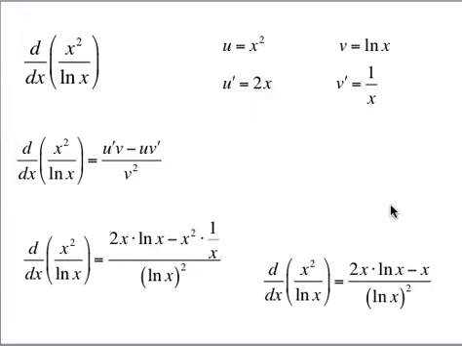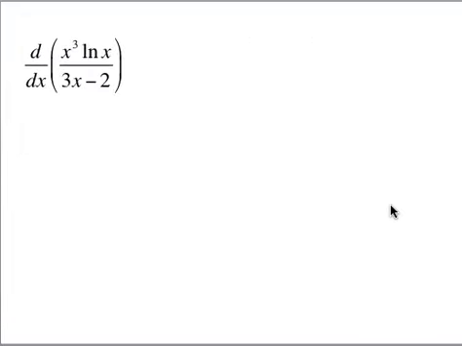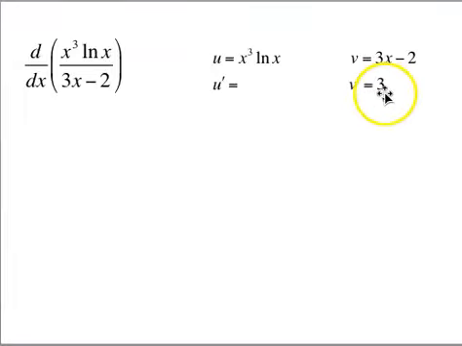Okay, our next example is the derivative of x cubed log x over 3x minus 2. So yes, we will use the quotient rule. U will be x cubed log x, and v will be 3x minus 2. And getting v prime is not a problem. V prime is the derivative of 3x minus 2. V prime is just 3.